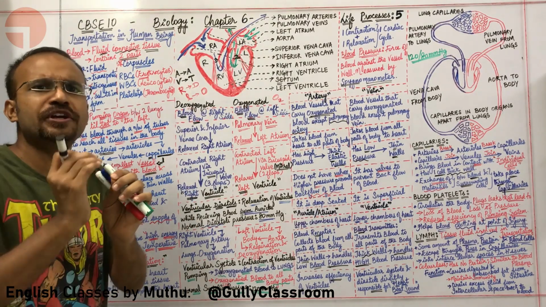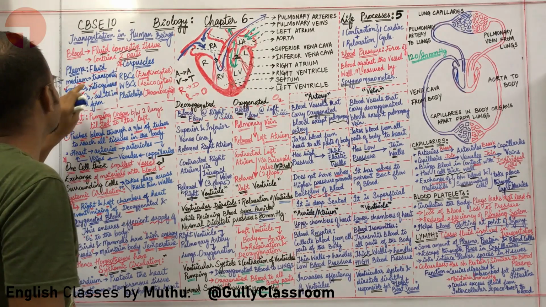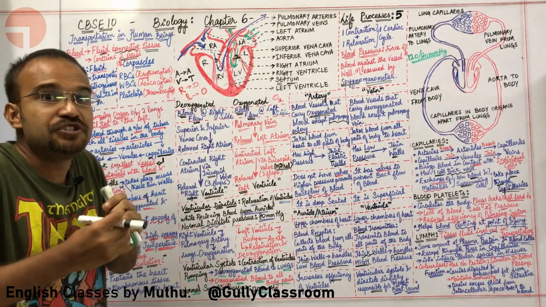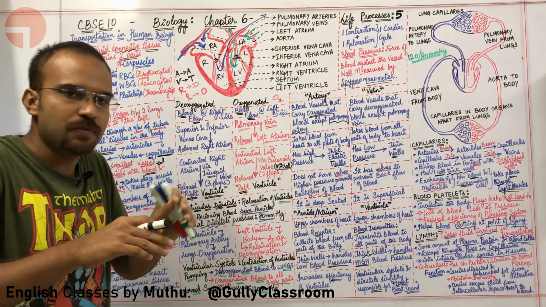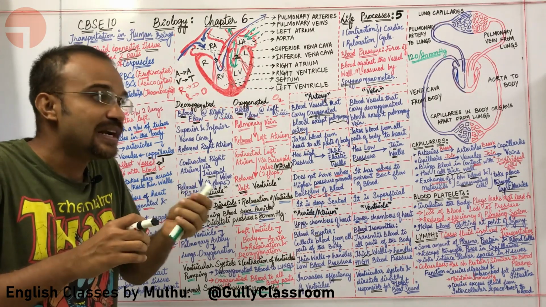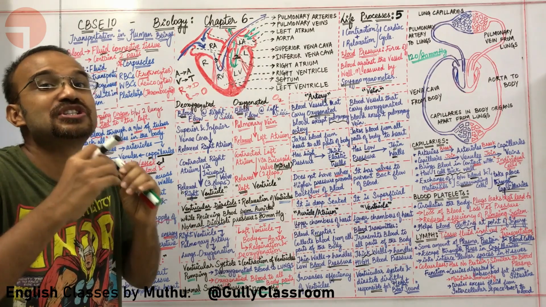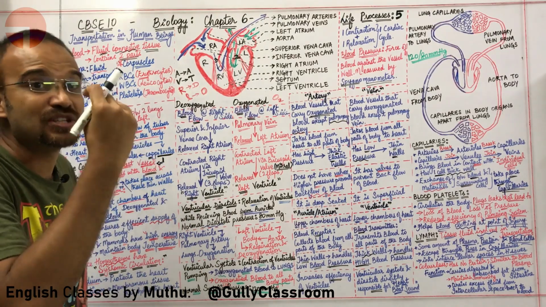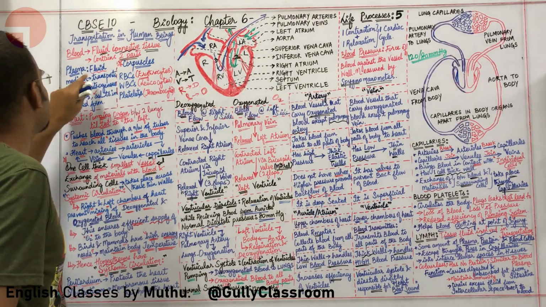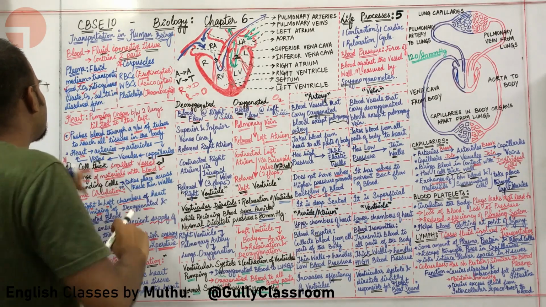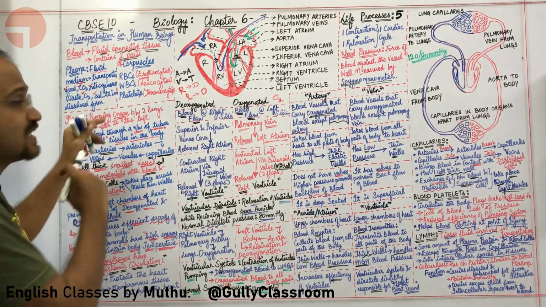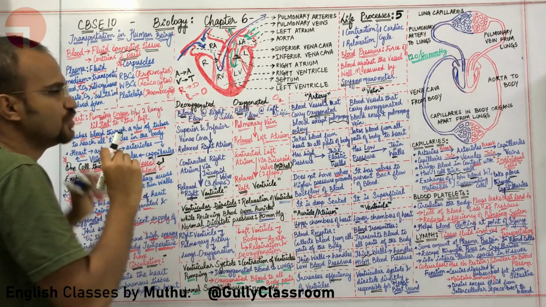Plasma is the fluid part of the blood. Plasma is the fluid medium which is going to transport carbon dioxide, oxygen, nitrogenous wastes and other salts that are dissolved in the blood to the different parts of the body. So, plasma is the fluid medium that transports food, carbon dioxide, nitrogenous waste and salts in dissolved form.